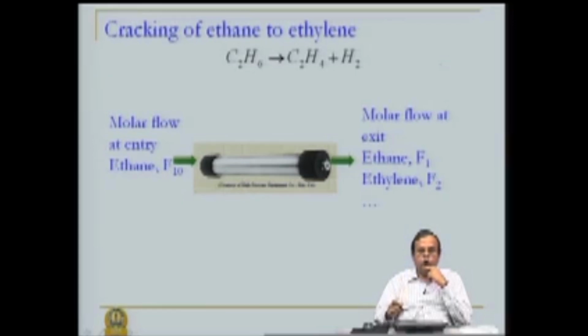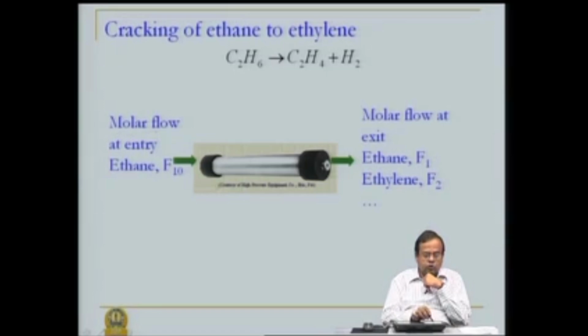So, let us go back to our example of ethane cracking to ethylene, and let us say that we are doing this reaction in a tubular reactor. The real reactor does not look like this, but this is only schematic, good enough for our purpose. And let us say that there is a certain flow in terms of moles entering the reactor, and a certain flow coming out at the exit of the reactor.